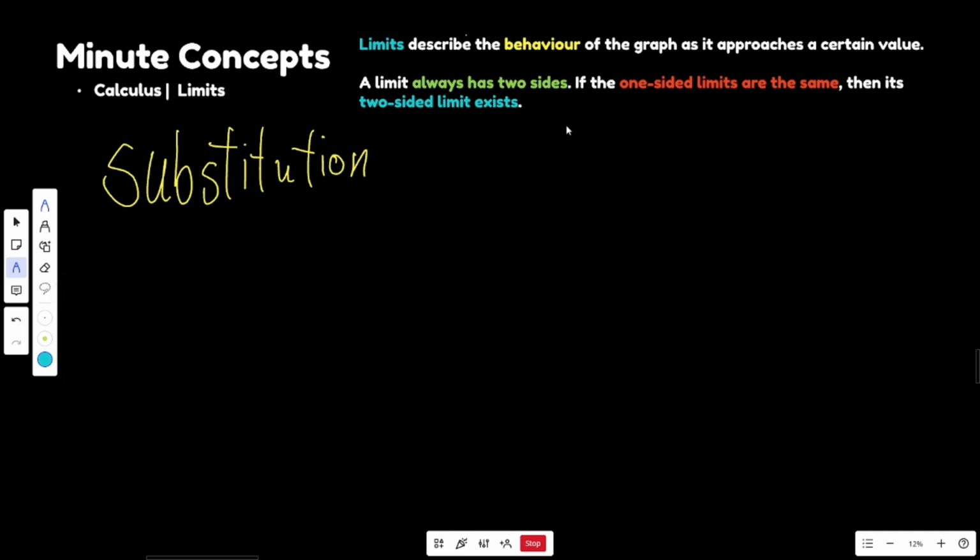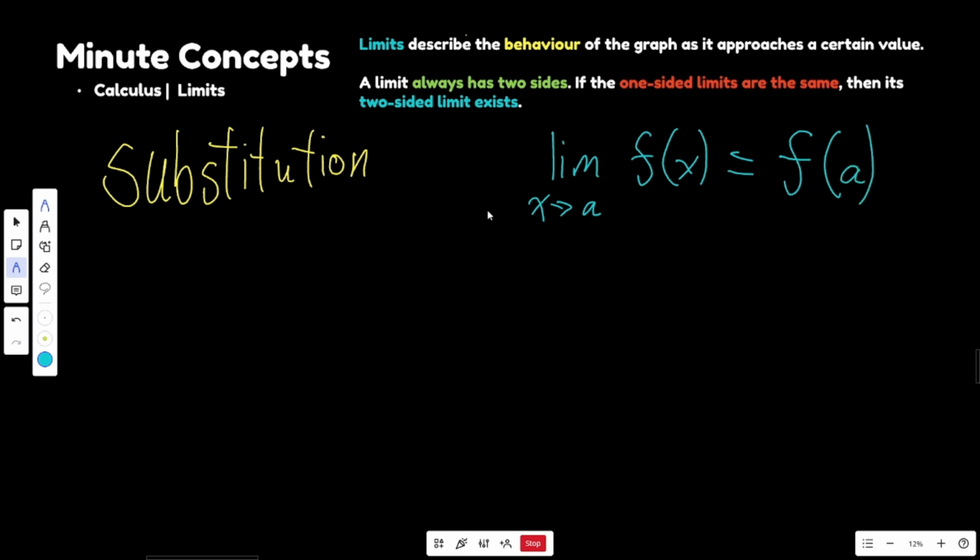For example, let's say that we have the limit as x approaches a of the function f of x. When we substitute a into f of x, this will basically be the limit. So that tends to happen, and that tends to be true. Now, I'll be talking about the tests on that in another video, but basically that's substitution.